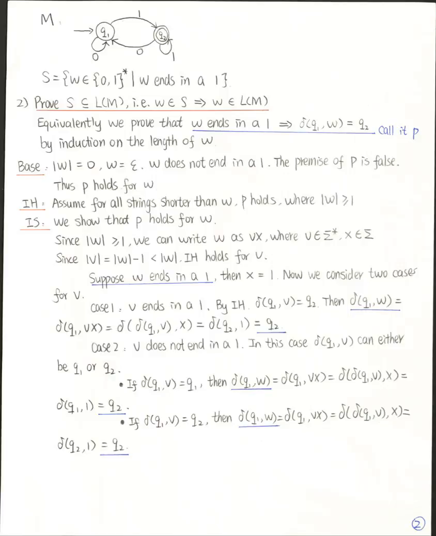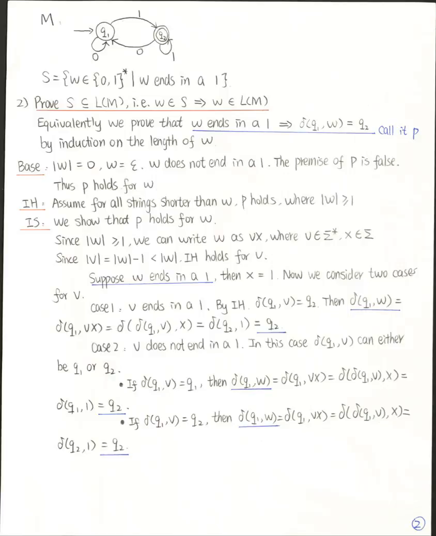So we start with the condition of W. The length of W is greater than or equal to 1. So we can write W as Vx. V is any string over this alphabet, and X is a single symbol in this alphabet. X is either 0 or 1. Since this V is shorter than W, the inductive hypothesis holds for this V. So the property P is true for V.